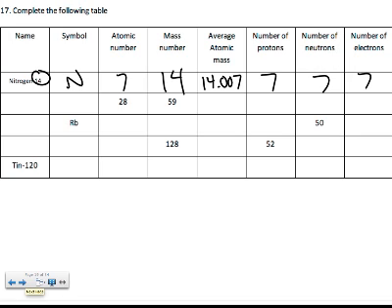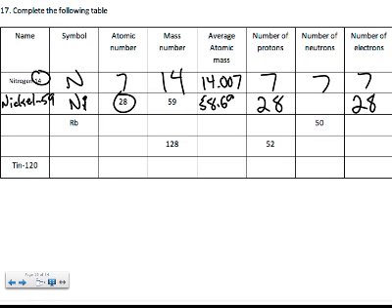Atomic number 28, that's nickel on the periodic table, and in this case the mass number is 59, so it's called nickel 59, and the symbol for nickel is Ni. 28 is the atomic number again, which also means you can fill in the protons and electrons just like that. The average atomic mass on the periodic table for this is 58.693, and the neutrons is the mass number minus the number of protons, which is 31.